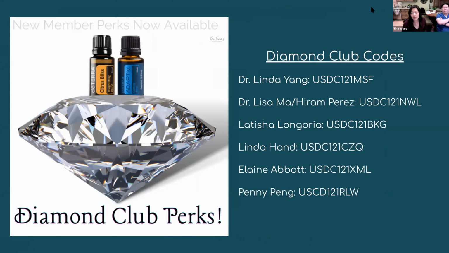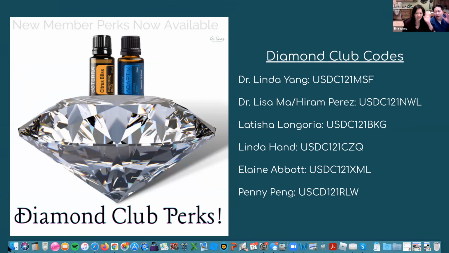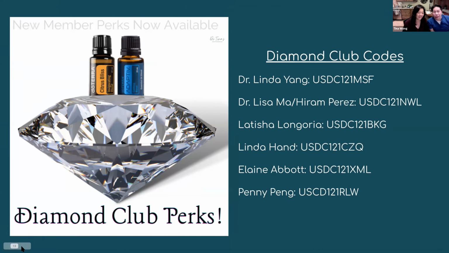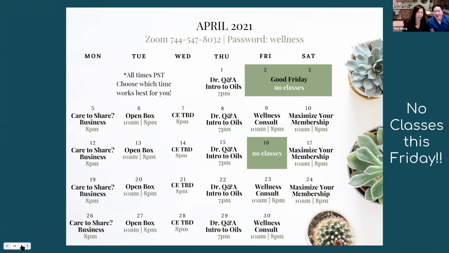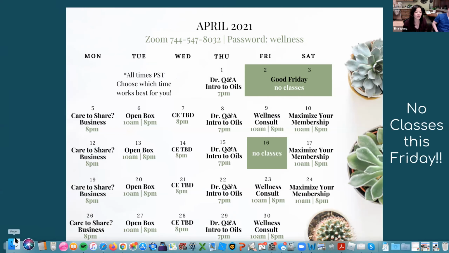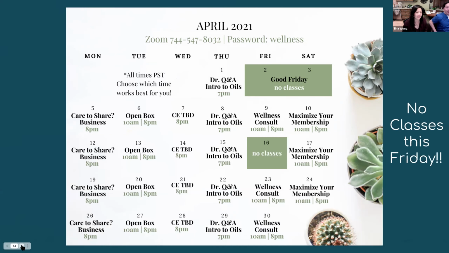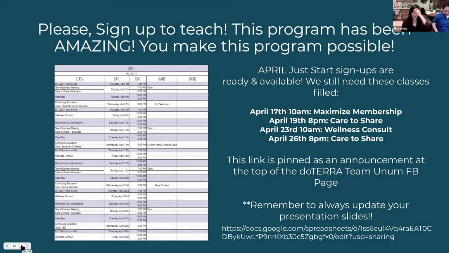Then these are the Diamond Club codes. Everybody's still alive. Everybody here is still continuing with Diamond Club. So it's almost like being in public school, where you don't get failed. You just pass on, keep on going. You're gonna graduate. Okay. And then this is our Zoom calendar for the month. All right. You can find it on the doTERRA website. I mean, the Wong Way Life website.